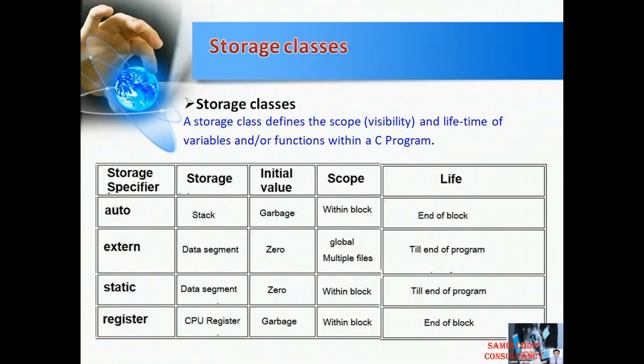Similarly, a static variable also lives till the end of the program. But the scope of the static variable is within the block. It cannot be used across multiple files. Then register. A register variable is stored in a CPU register, or might be in a CPU register, and the initial value of a register variable is garbage. It also exists within the block, and the life of a register variable also ends at the end of the block.